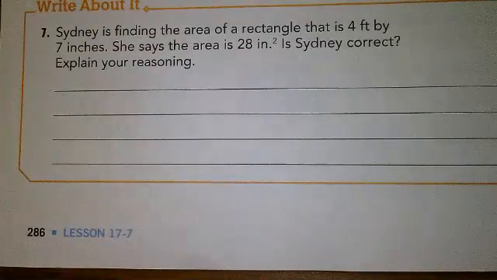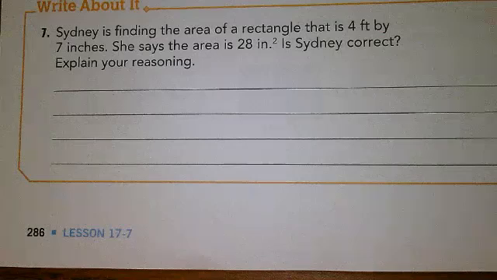All right, the last one. I want you to try this one on your own. I'm going to read it to you, but then you got to try it on your own. Sydney's finding the area of a rectangle that's 4 feet by 7 inches, and she says the area is 28 inches. Is she correct, or did she make a serious mistake? I think you guys might be able to catch her if she made a mistake, because you guys are good at that. So check her work and see if she did it right.